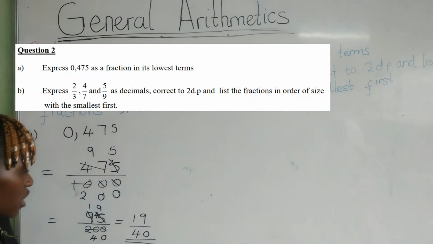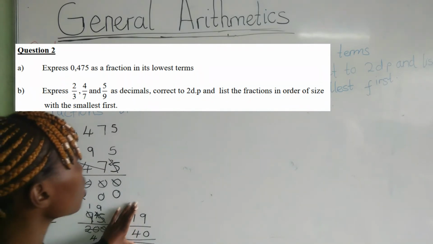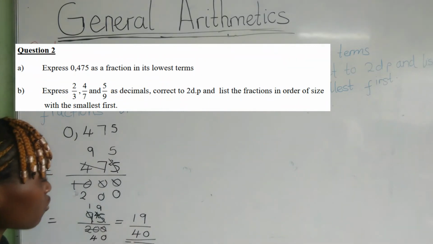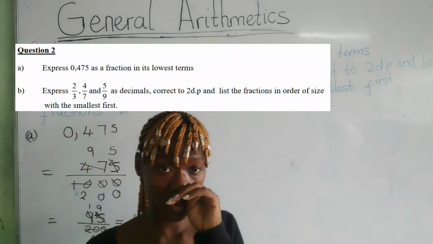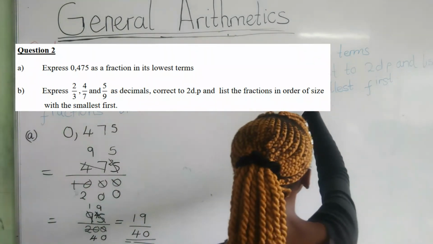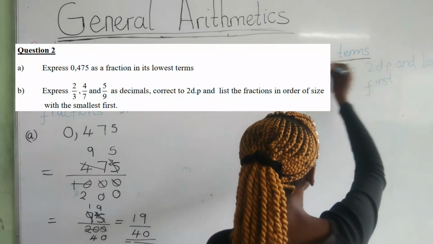Okay, so this would be our final answer. Why is this our final answer? Because there is no longer any number which can go into 19 and also into 40 without leaving a remainder. Okay guys, so we have simplified it to its lowest terms.